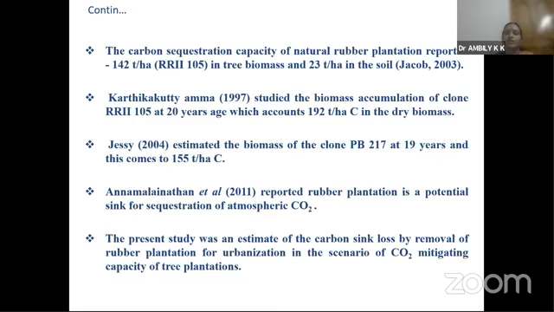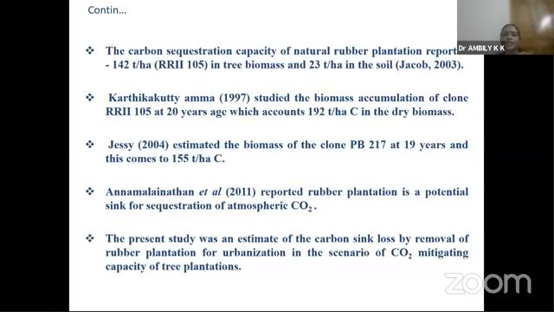Actually, a clone is a variety produced by a breeding process. The carbon in tree biomass is 142 ton per hectare, and there is 23 ton per hectare in the soil. One study revealed that biomass accumulation of the clone RRII 105 at 20 years of age accounts for 192 ton per hectare in its dry biomass. Another estimate is that for clone PB 217, at 19 years, it comes to 155 ton per hectare. It was reported that rubber is a potential sink for sequestration of atmospheric carbon.